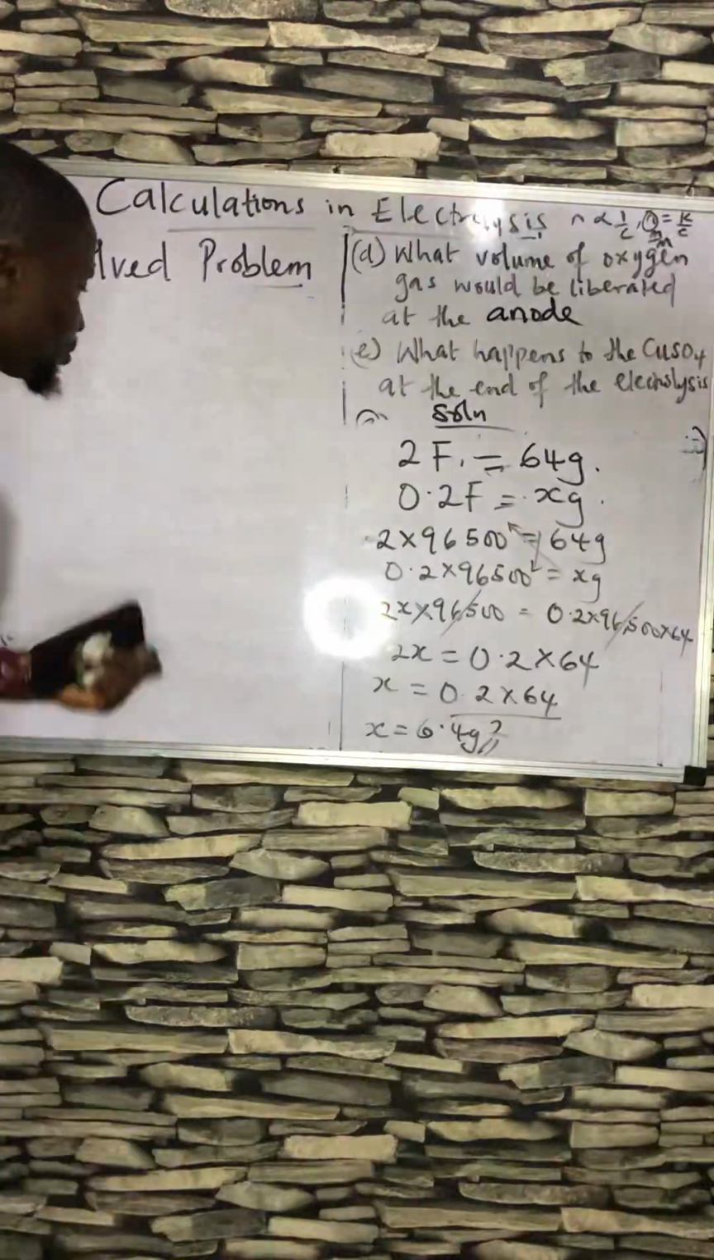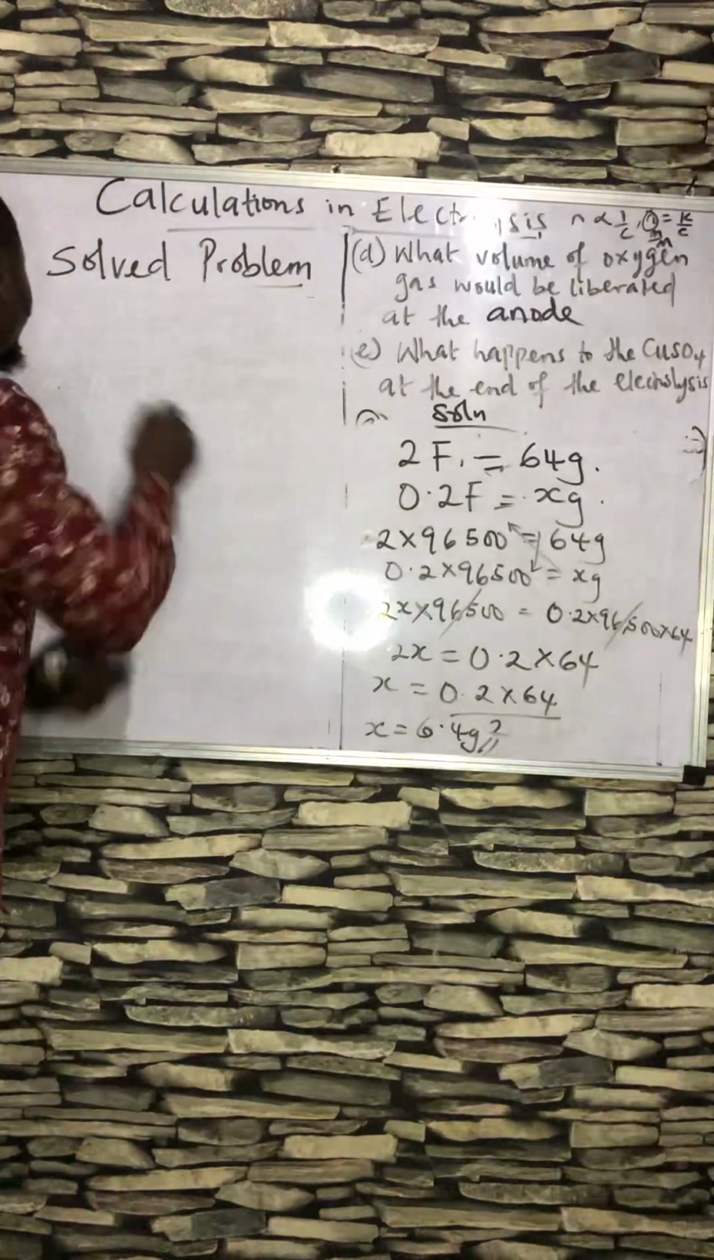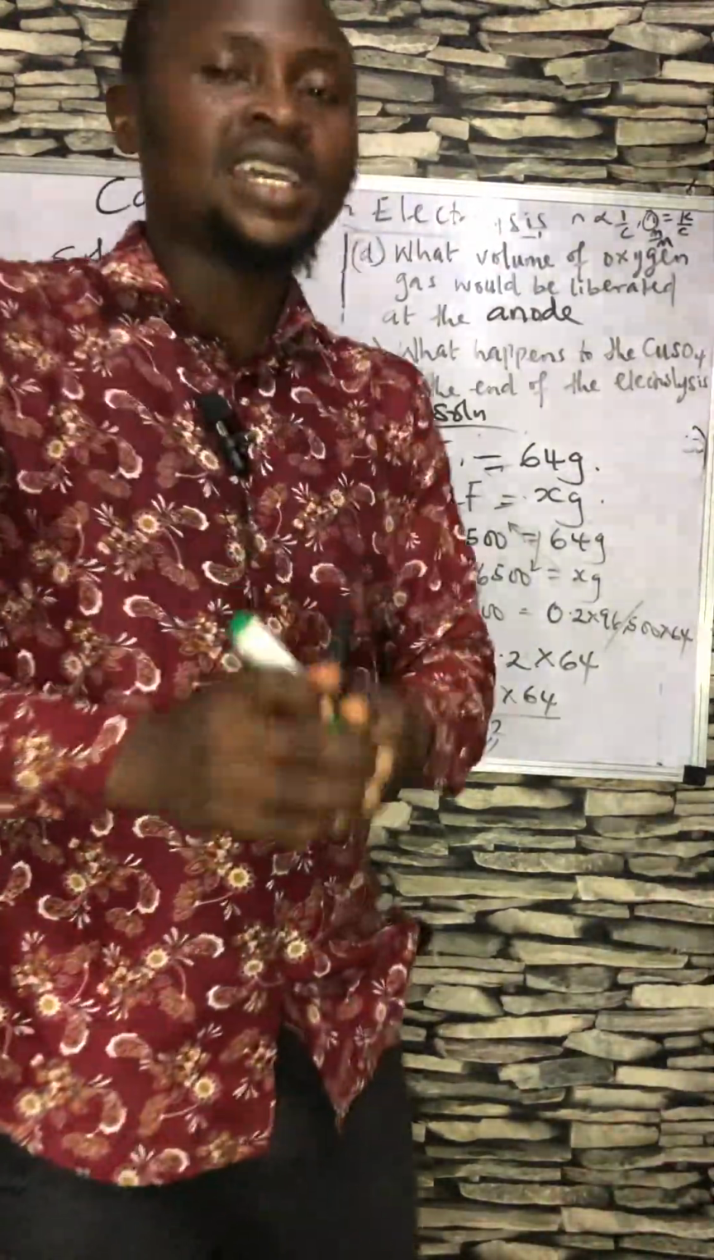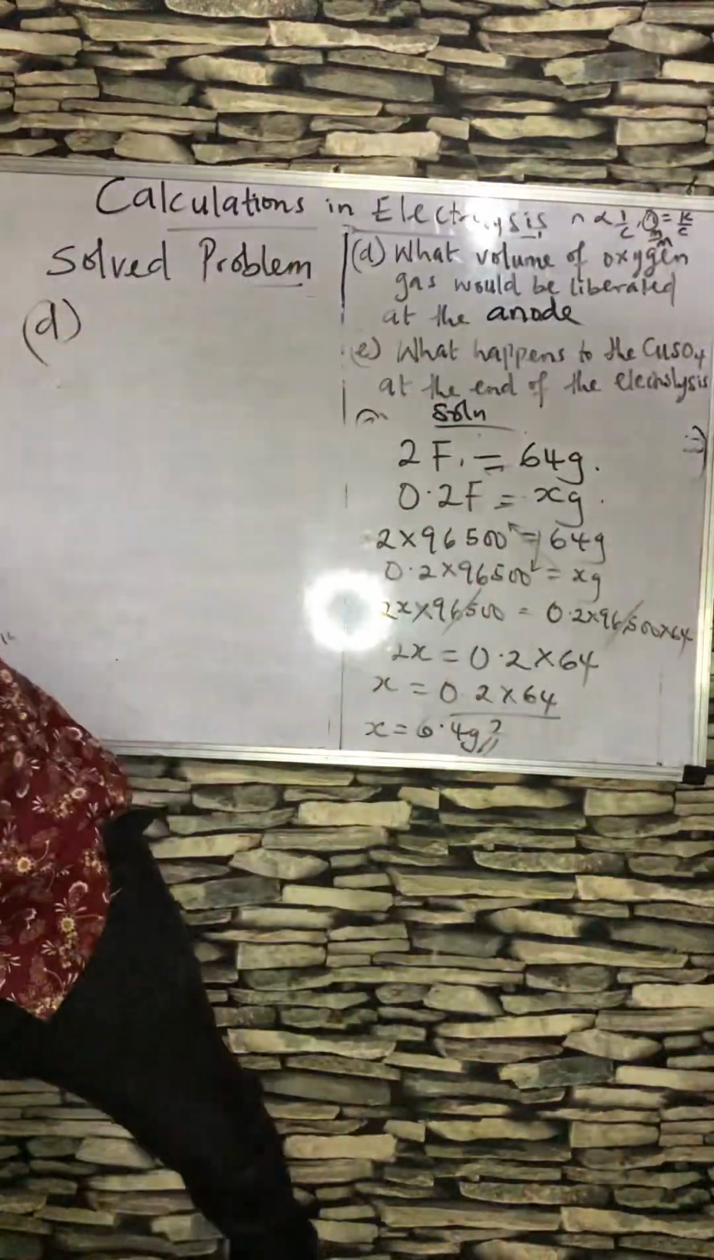Swiftly moving on to D. What volume of oxygen gas will be liberated at the anode?